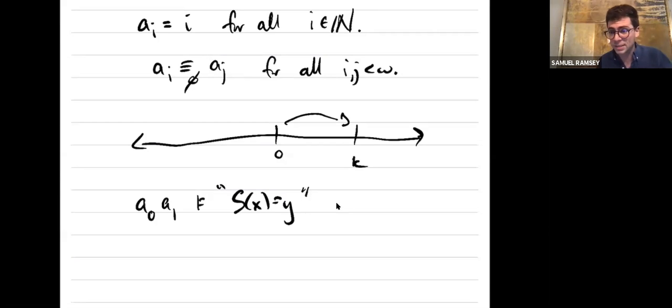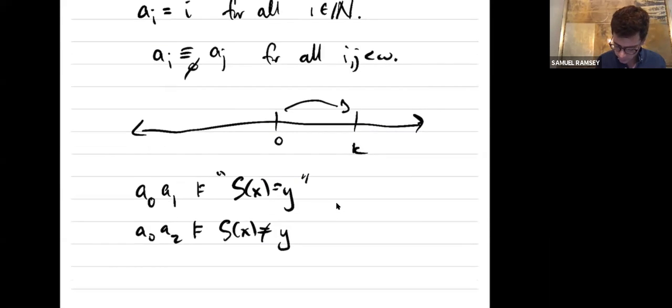Because 1 is the successor of 0. But if you look at A0 and A2, that says that S of x is not equal to the successor of y. And these are different. So you found a formula that distinguishes them, and that means that they can't be the same. Okay, cool. So hopefully this is a notion which is familiar to most of you.